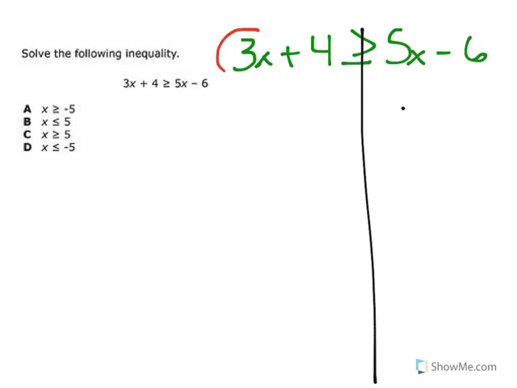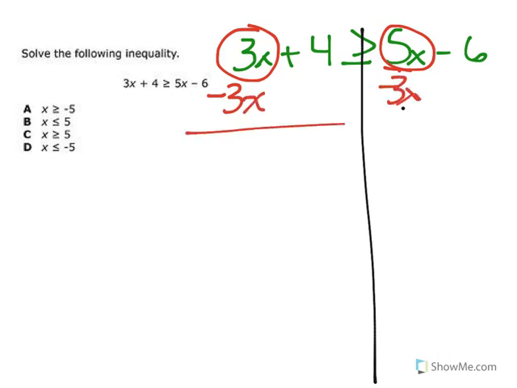And then I box my variable. I don't have any distributive property, so I'm good there. And I don't have combining like terms, so now I just need to get my variable on one side. Well, to do that, I have to get rid of my smallest variable. So right now we have 3x versus 5x. Well, the smallest is 3. So let's get rid of the 3x. And I'm left with 4 is greater than or equal to 2x minus 6.